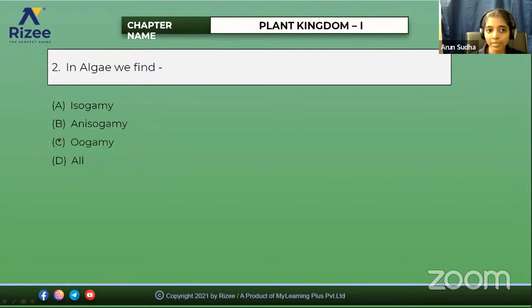Then the next question. In algae, we find isogamy, anisogamy, and oogamy. So what is the answer for this? The general mode of reproduction in algae is all of these. Yes, D is the correct answer. Good.